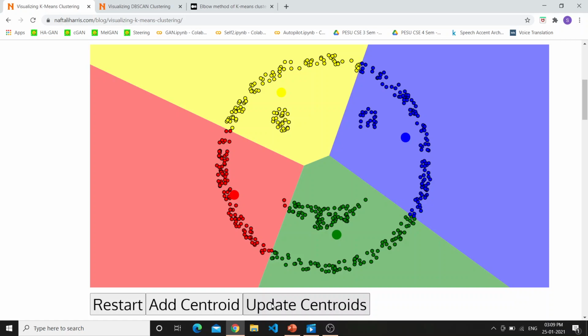Okay, so how is overfitting bad? We will be talking about overfitting and underfitting later, probably in some other session.